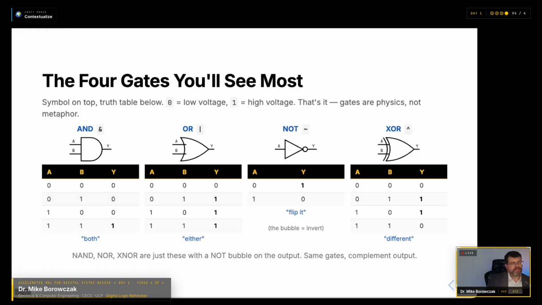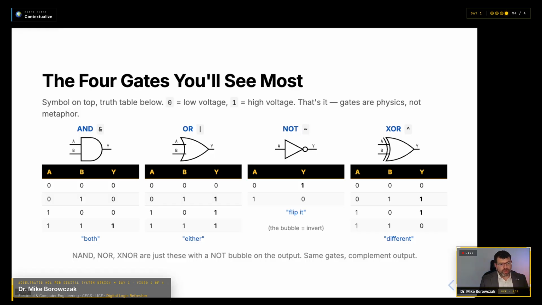The OR gate, essentially either of them, right? So A or B, which means A can be on, B can be on, both can be on for the output to be driven high. The NOT gate is just flip the result, right? So if A is 0, the output is 1. If the input's 1, the output's 0.